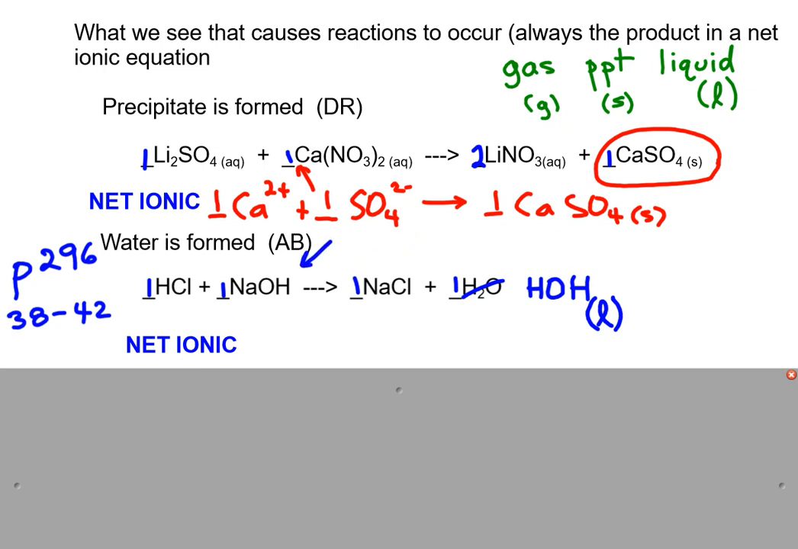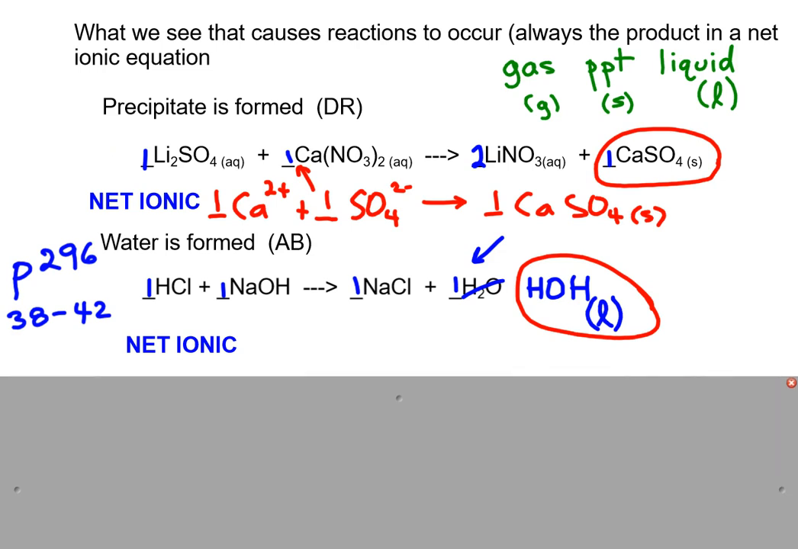So we got hydroxide, and now, what are we seeing here that tells us we have the one for the net ionic equation? Is it the gas, precipitate, or liquid? It's the liquid, you bet. So let's circle that. And then we're going to come down here and do our net ionic equation, and it's going to start with the HOH.